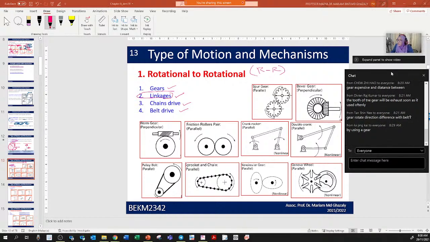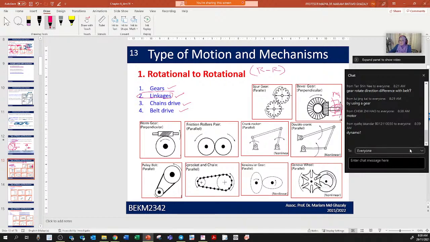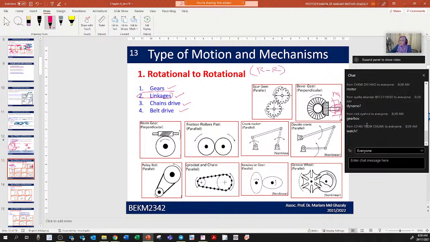Just a quick question: where do you use a bevel gear? Maybe my question is not detailed enough. In what application? A motor is not an application. The motor is the actuator itself, and of course a gear will be connected to a motor, that is normal. But where do you commonly use a bevel gear? In what application? Any idea? A dynamo, yes, correct.